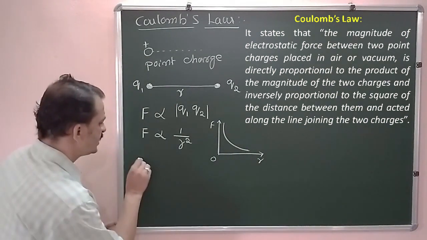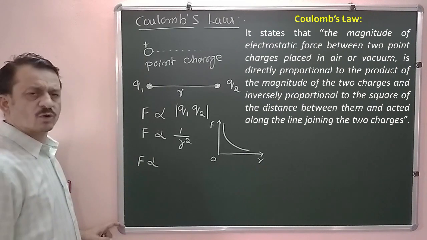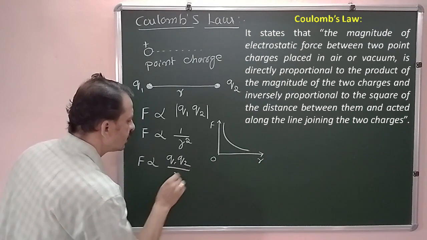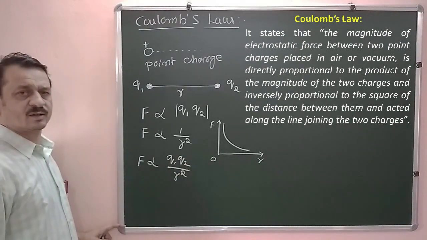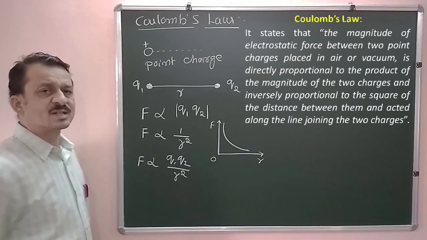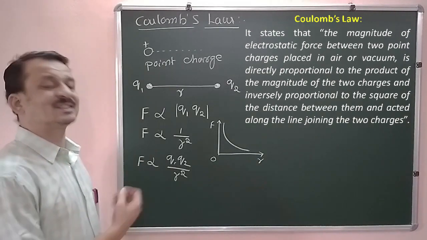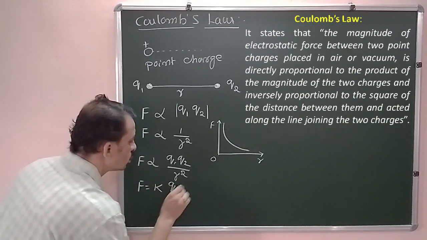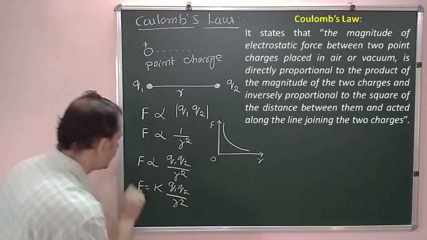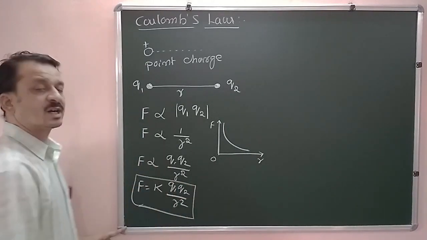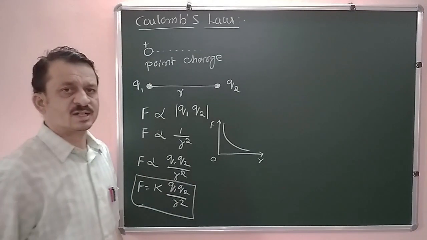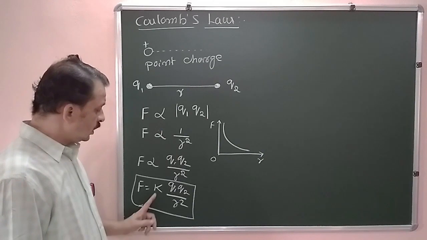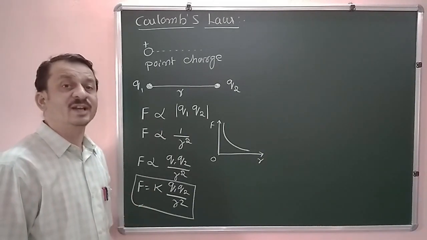Combining these 2 points, I get that the magnitude of the force F is proportional to Q1 Q2 divided by r square. Now I am replacing the proportionality sign by introducing a proportionality constant. Therefore, F is equal to K into Q1 Q2 divided by r square. This is the electrostatic force between 2 point charges when they are separated by a certain distance r. Here K is a proportionality constant.